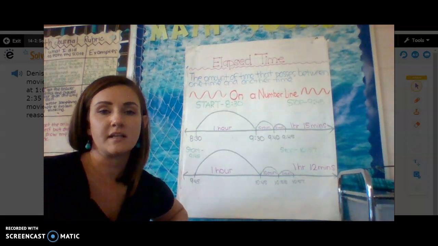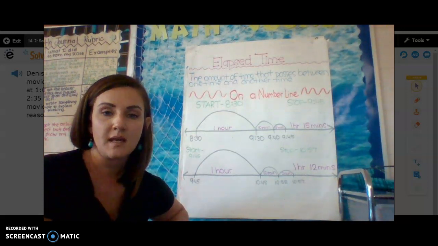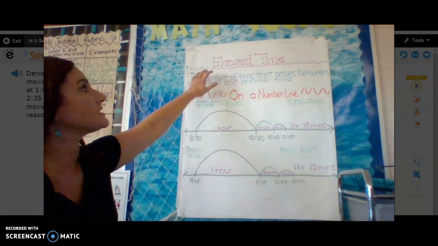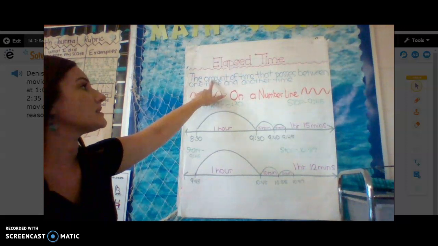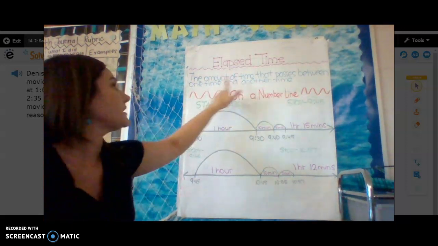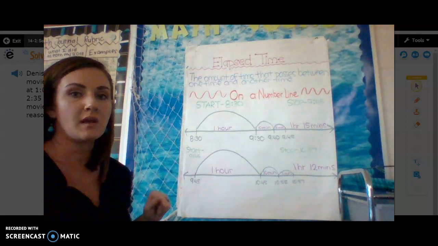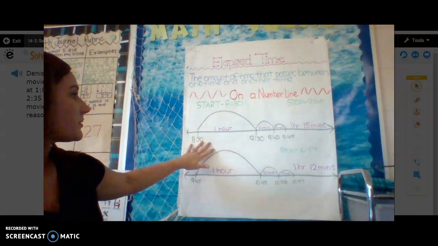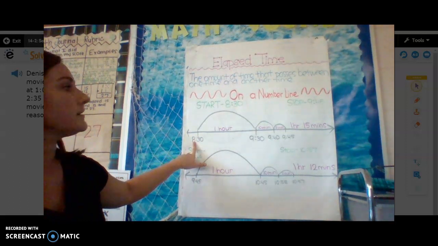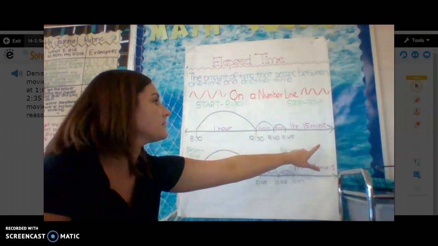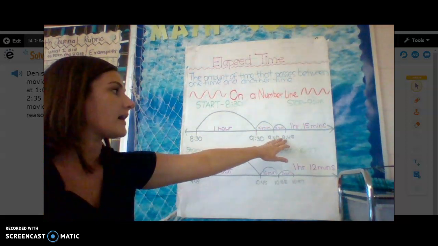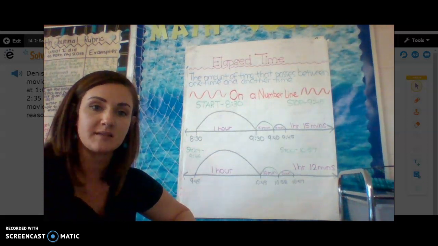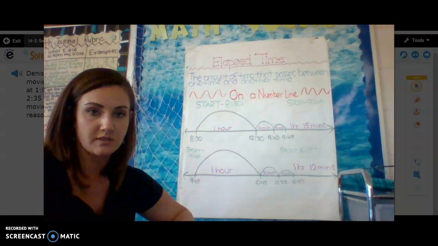So ladies and gentlemen, here is our anchor chart on elapsed time. This is also in your folder that you can refer back to at any time. It says elapsed time, which is the amount of time that passes between one time and another time. Here are a few examples of how to do this on a number line. We have your start time, which is 8:30, and your stop time or end time, which is 9:45. You want to try to jump your hours first if need be. If it's within the hour, then you're just going to do your minutes.